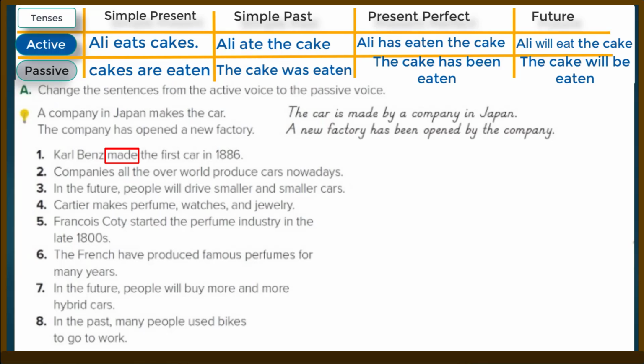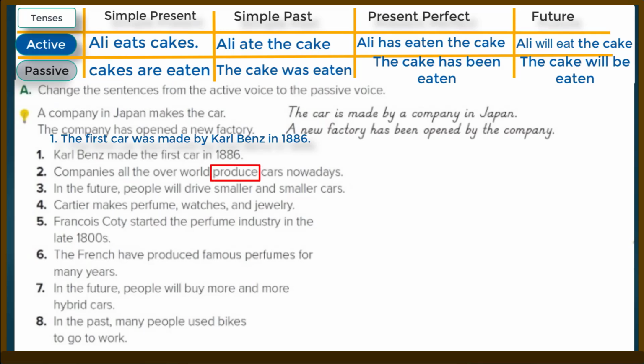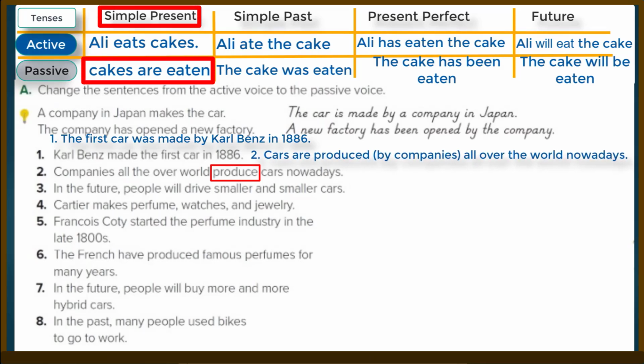So it's made in the past or simple past. So you say, the first car was made by Carl Benz in 1886. Number 2, companies all over the world produce cars nowadays. So, companies all over the world produce. So this is the verb produce. Now, it's in the present simple. You say, cars are produced by companies all over the world nowadays.